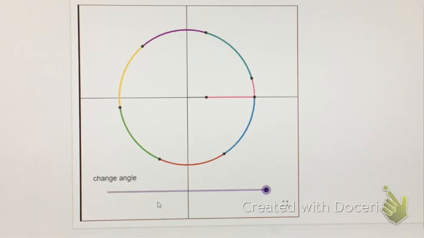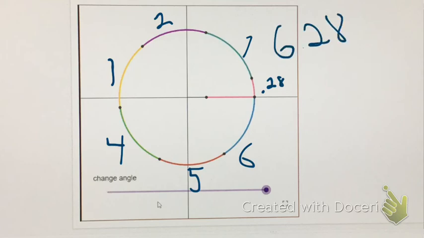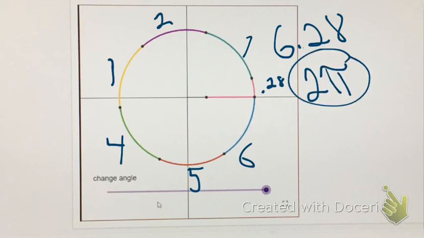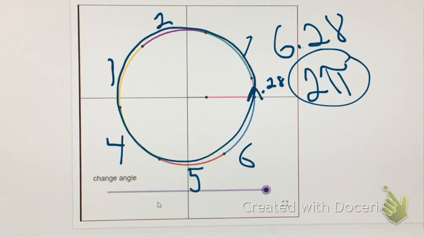There it is in all its glory. That's 1 radian, 2 radians, 3 radians, 4 radians, 5 radians, 6 radians, and that's a little 0.28 there. 6.28. Don't forget that number. Write it down. Put it in your phone book. I don't know. That is 2 pi radians. That's what that is. That is a full 360 degree turn around that circle.